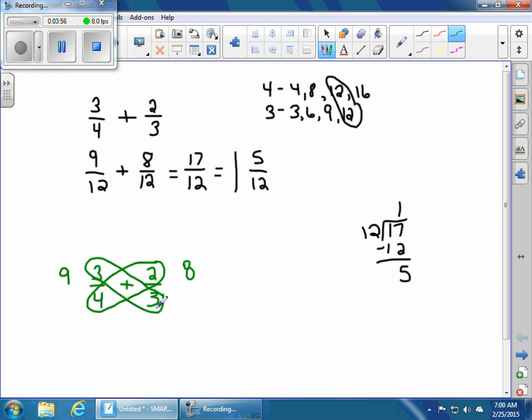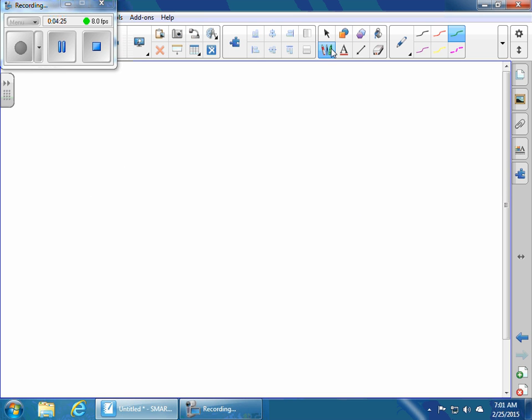But what you're essentially doing is creating equivalent fractions with like denominators. What you're doing is multiplying 3 by 4 to get a denominator of 12. So now we have the exact same problem up here. We have 9/12 plus 8/12. So that's why the cross multiplication works when you're comparing fractions, because really what you're doing is making fractions that are equivalent with like denominators.